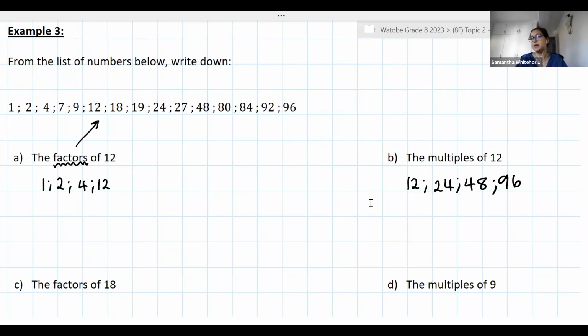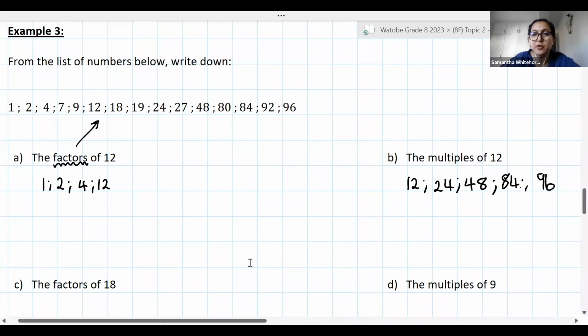Do we all agree with that? I'm seeing some different answers in the chat. Remember, guys, you can always double check yourself by using your calculator if you want. So we've missed just one here, 84, and then 96, but very nicely done. This list of numbers is a bit confusing, but very nicely done. Okay, so our multiples of 12 are 12, 24, 48, 84, because 7 times 12 is 84, and then 96.